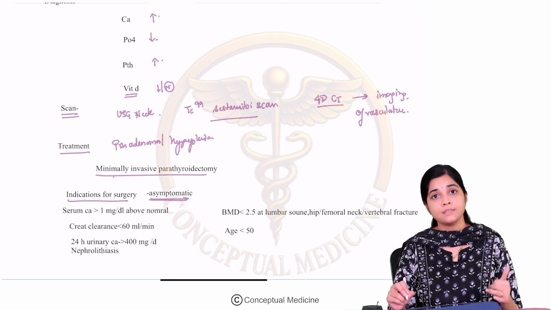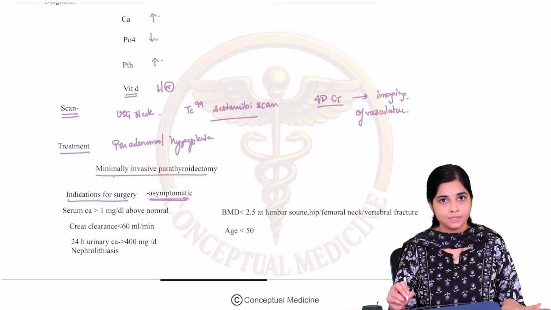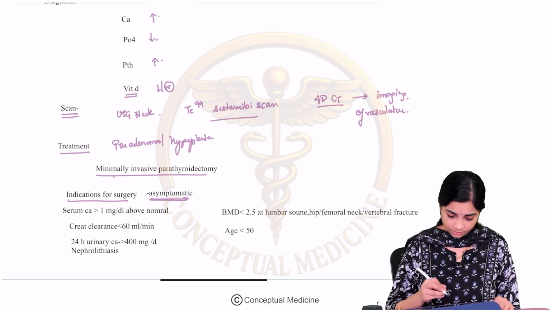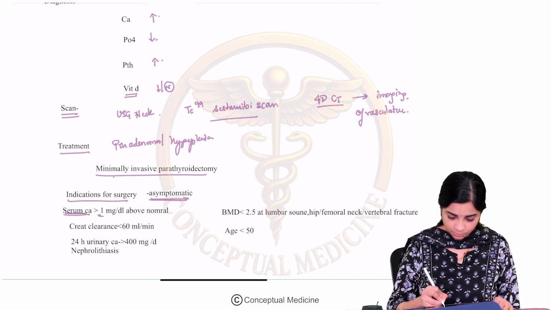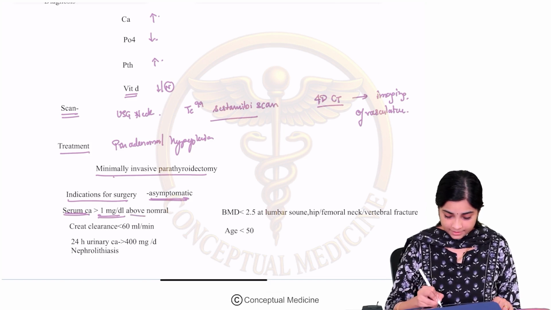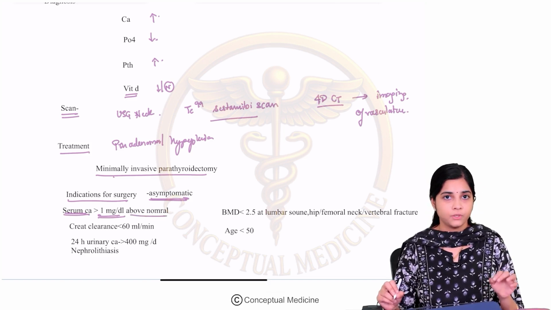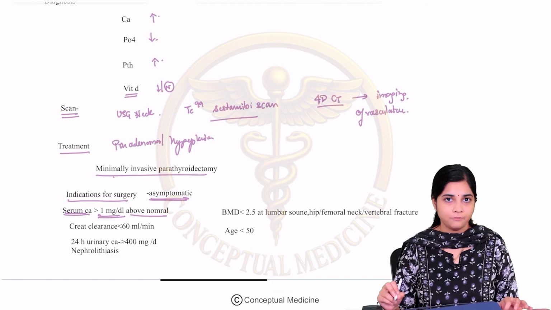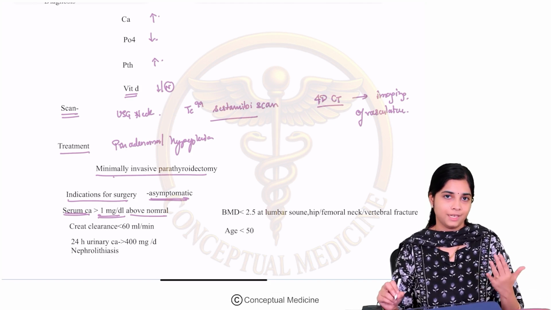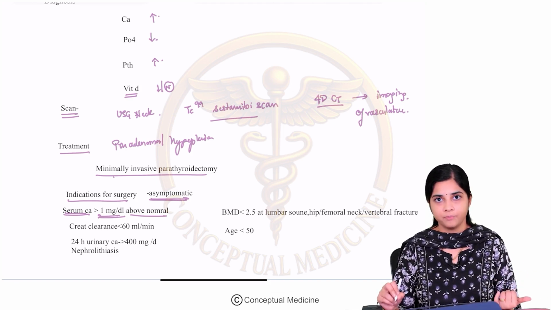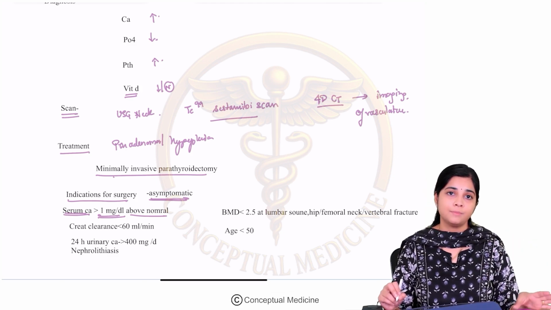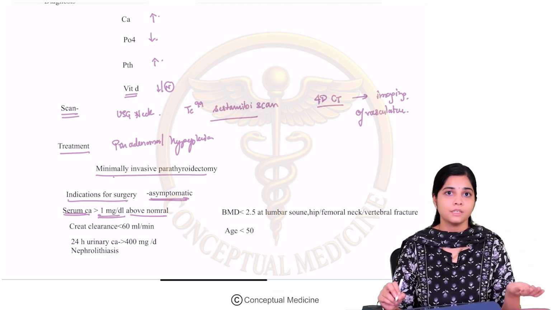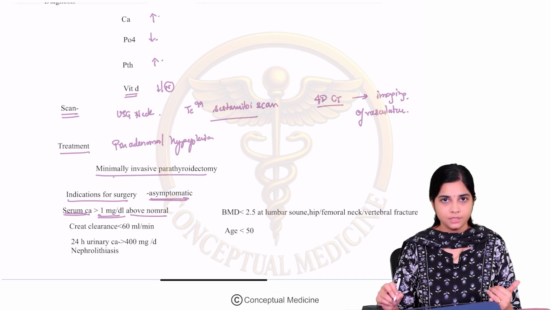So in asymptomatic patients, do you want to go ahead and do the surgery? Yes. So when do you want to do it? If the serum calcium level is more than 1 milligram per deciliter above normal. So if 10.5 is your cutoff, your serum calcium level is 11.5, 12. And this is after you have brought down your hypercalcemia and it is still going up because of the parathyroid adenoma. Then you will have to do a surgery.